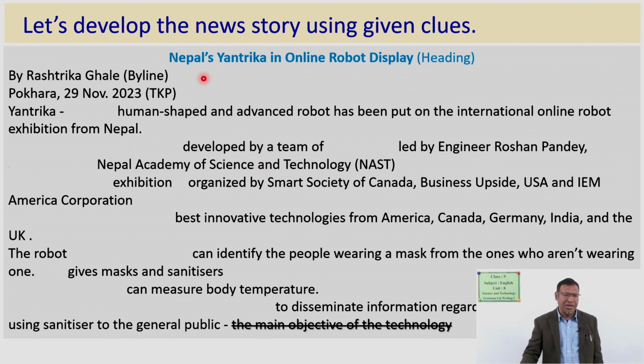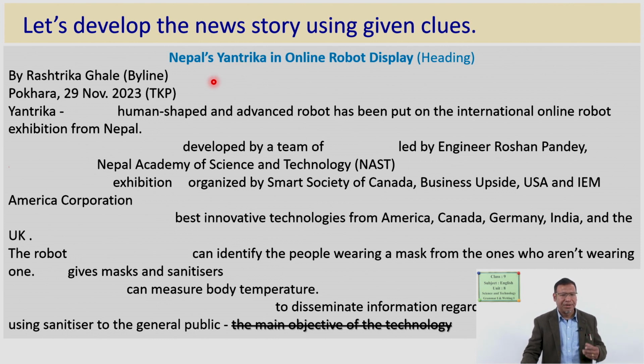This story is talking about the present action, and therefore it mostly uses the simple present tense, and it is mostly put in the passive voice. When you talk about Nepal's Yantrika in online robot display, this is the heading. Then by Rashtrika Ghale is the byline. Then Pokhara 29 number 23 for the Kamani Post is the place and date. In this way you can create these things which were not written in the clue.